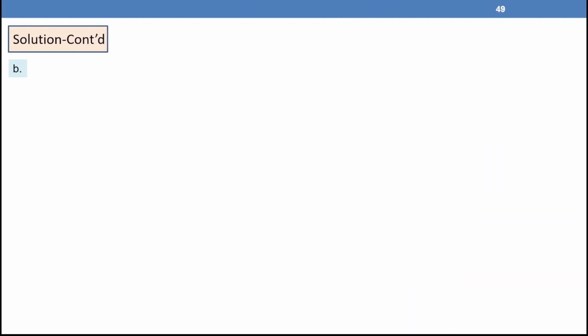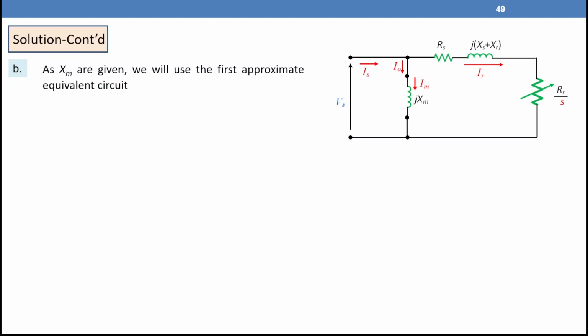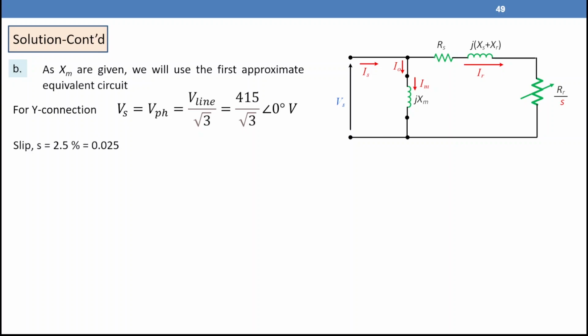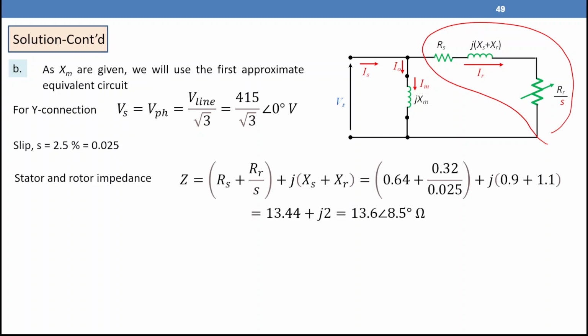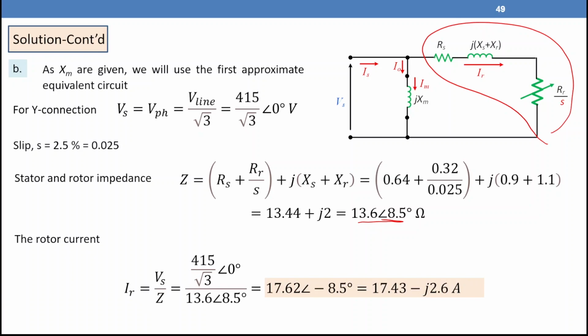For part B, it's required to calculate the rotor current. As we have information about the magnetizing branch, we're going to use the first approximate equivalent circuit. The phase voltage is 415 over root 3 angle 0 degrees. We choose the angle to be 0. And the slip is 2.5% or 0.025. So the total impedance for this side will be R stator plus R rotor over S plus JX equivalent. So the stator and rotor equivalent impedance will be 13.6 angle 8.5 degrees ohm per phase. So the current is V supply over impedance Z.